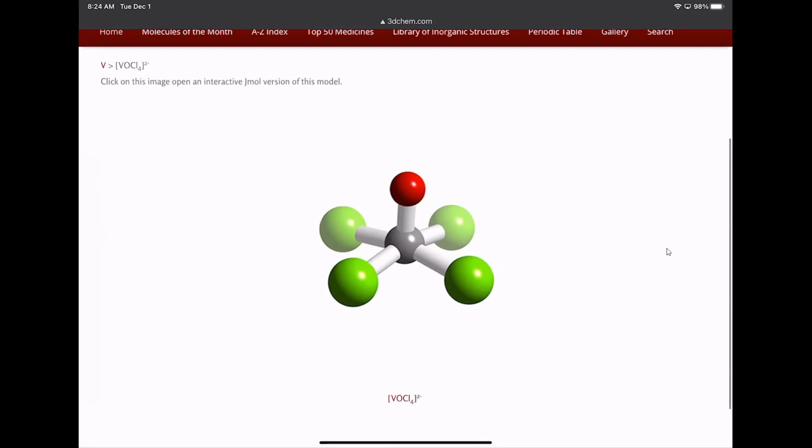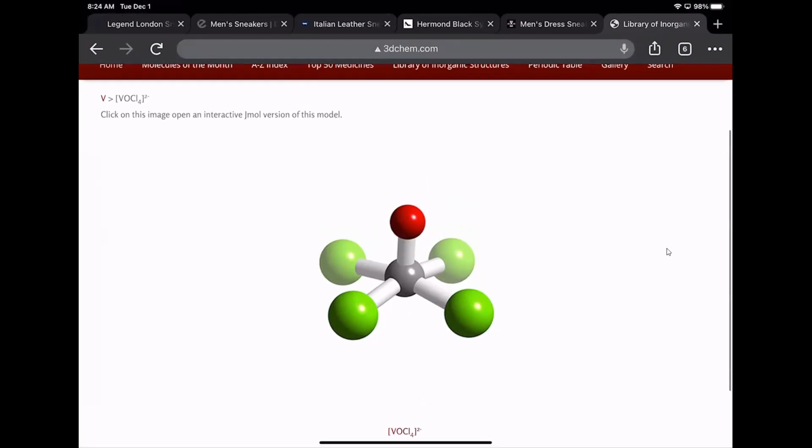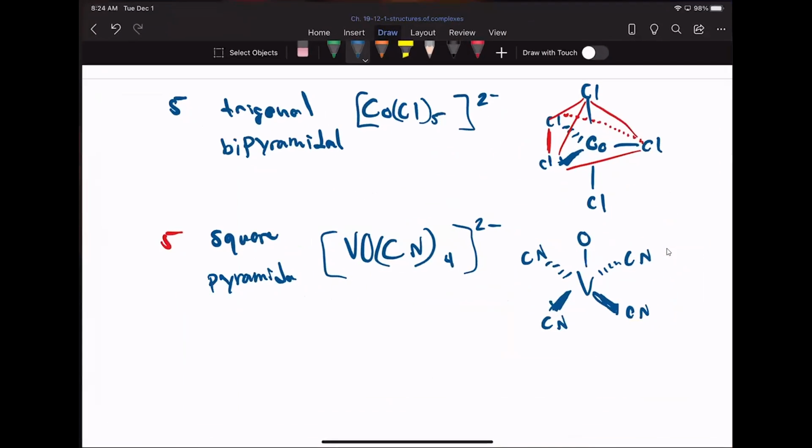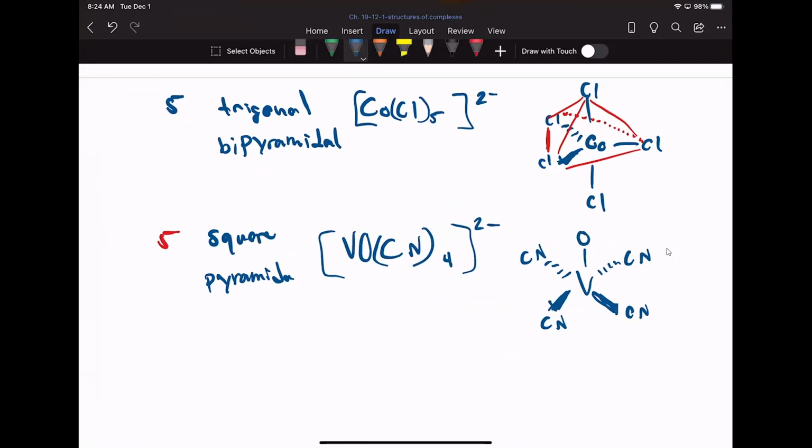All right, so we see something. So this is going to be square pyramidal. Square planar is going to look really similar to this, except it's not going to have the molecule either pointing up or down. Square planar would be a coordination number of 4, and we'll do that one right now, before I forget. So square planar.